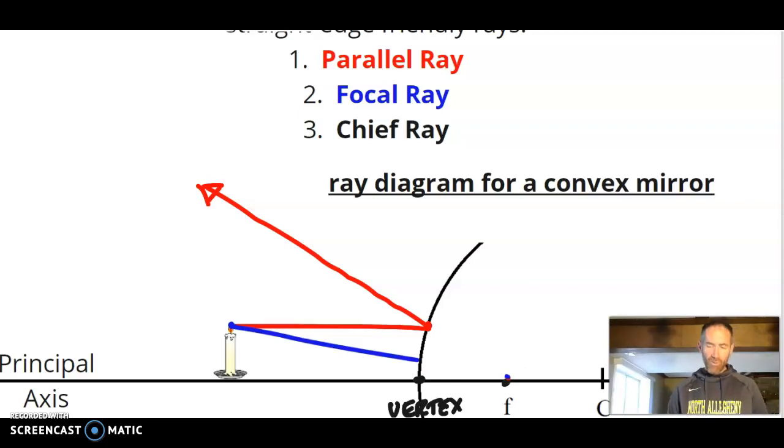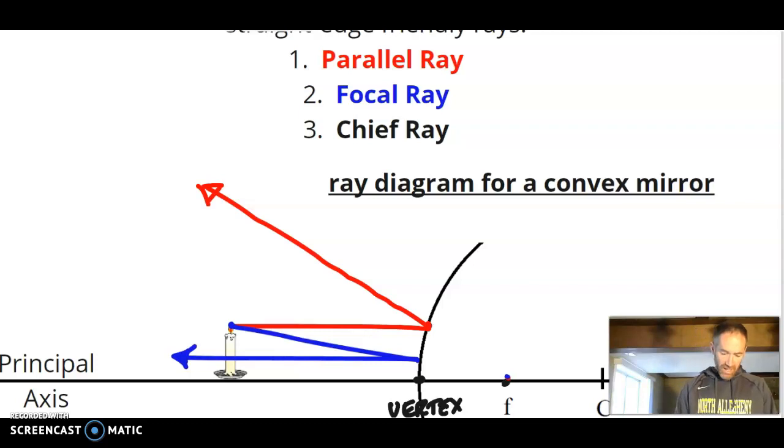Now, that one reflects parallel to the principal axis. So a lot of people like to say, oh, the one goes parallel, then out like it came from the focal point, and now this one goes in like it's going to the focal point, and then out parallel. And that is correct. And so here is our focal ray.